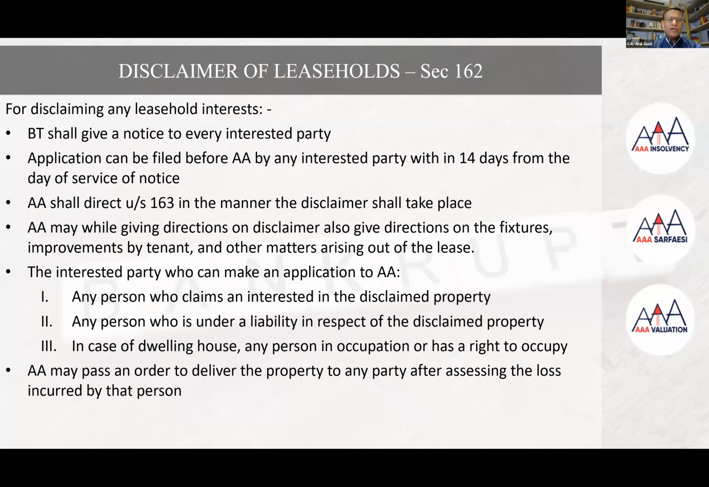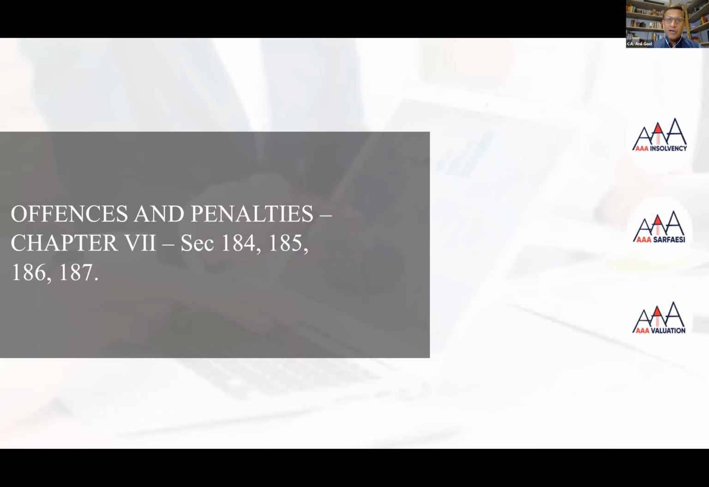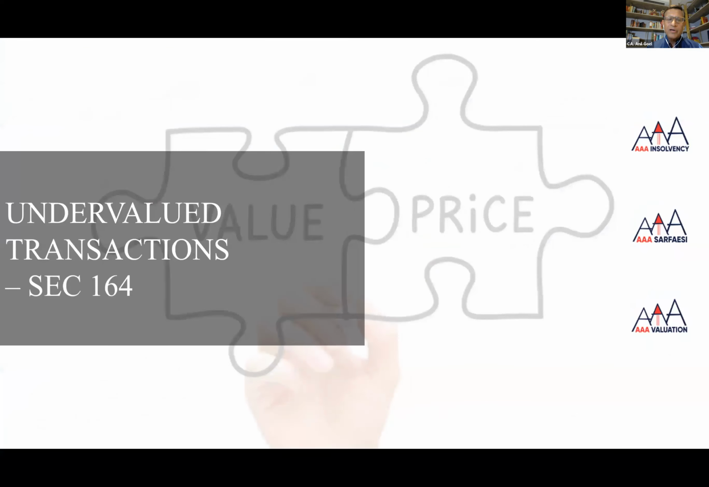In case the adjudicating authority gives directions on disclaimer, it also gives directions on the fixtures, improvements by the tenant, and other matters arising out of the lease. The interested parties who can make an application to the adjudicating authority are any person who claims an interest in the disclaimed property, and any person who is under a liability in respect of the disclaimed property. In case of a dwelling house, any person in occupation or who has a right to occupy. These are the interested parties to whom notice would be given before the leasehold rights are disclaimed by the BT. The adjudicating authority may pass an order to deliver the property to any party after assessing the loss incurred by that person.